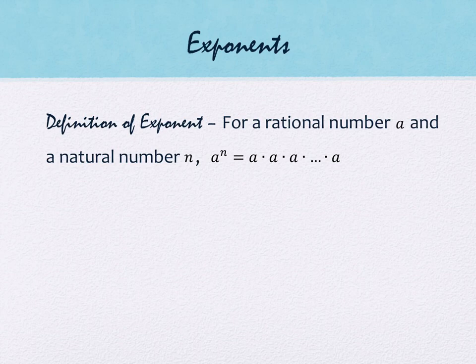I know my kids have seen them in pre-algebra, and then they see them again in algebra, and you see them again in algebra 2, and you see them again. You see them everywhere. So you've seen these many times over. So first, a definition to remind you what it means to have an exponent. For a rational number a and a natural number n, a to the power of n is a multiplied together n times. So if it said a to the 7th, you'd have 7 a's all multiplied together.